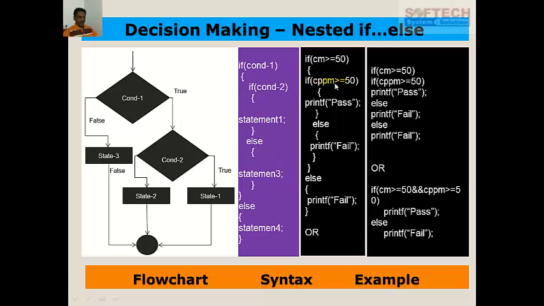The second if has only one statement, printf pass. The else portion of the second if statement has only one statement, printf fail. For the first statement, if the C mark is greater than or equal to 50 is false, the else portion has only one statement. So we need not put opening and closing braces. We can write it like this. It is very simple.